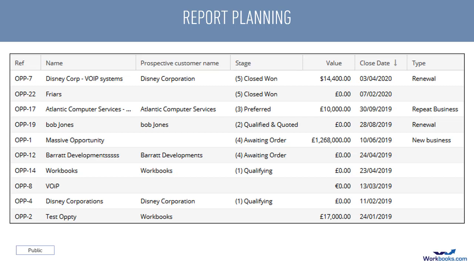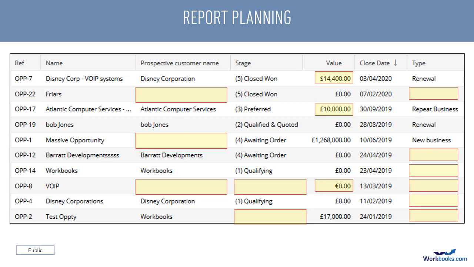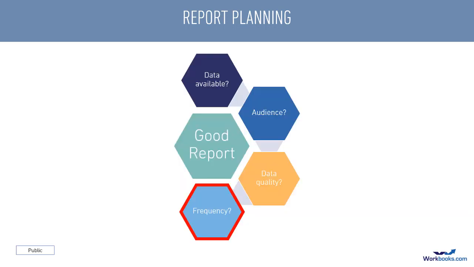And this is an exaggerated example, but you can see that some opportunities don't have a prospective customer name, even though apparently one of them up here is closed and won. A couple of them haven't even been given a stage. Lots of them don't have a type, and importantly the value column shows deals in different currencies, which is okay unless you want to add all of them up, because you can't do that.